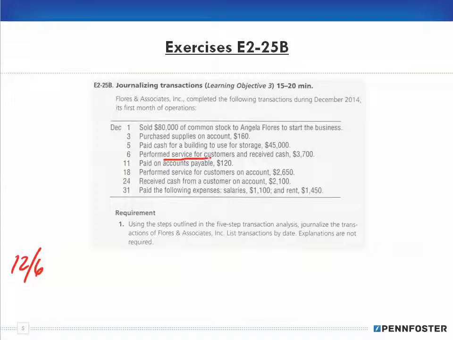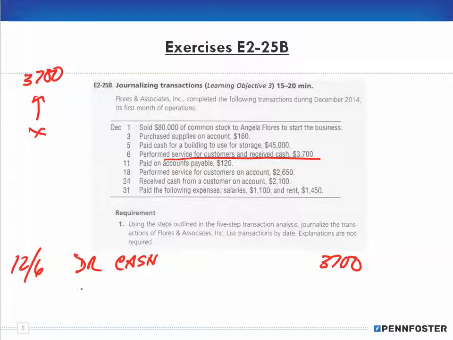Performed service for customers and received cash for $3,700. So am I affecting cash? Yes. Why? I'm receiving cash. How much am I receiving? Well, my cash is increasing by $3,700. So if cash increases, that means I'm going to debit cash for $3,700 and I credit something else.